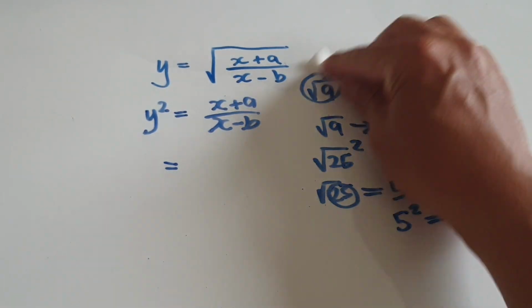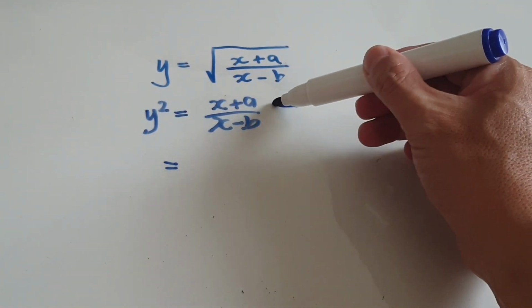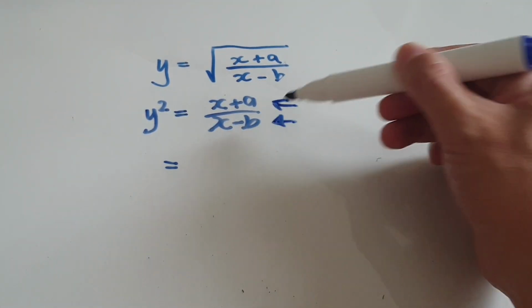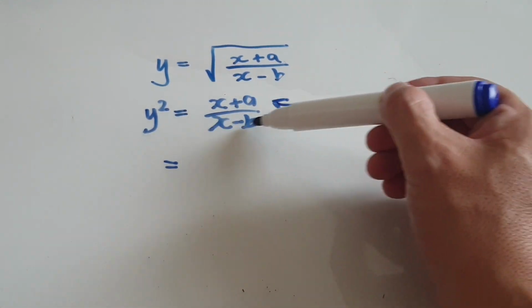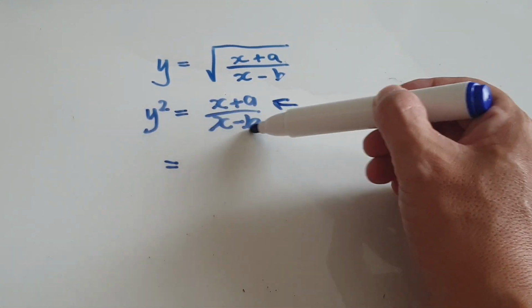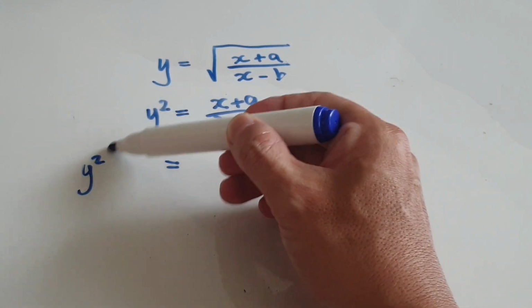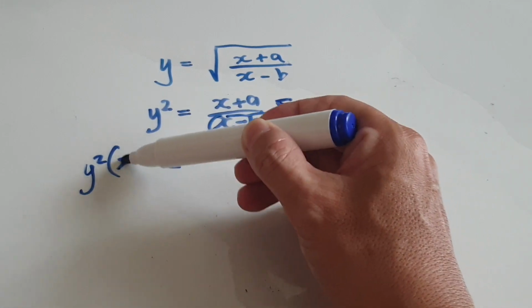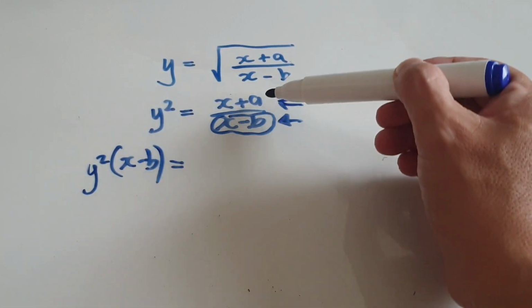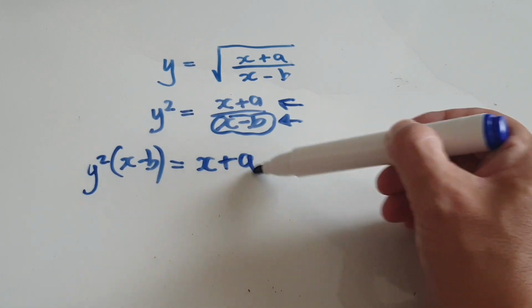From here you've got two layers. You've got two layers, 1, 2. So you want to get everything onto one layer. So in your mind, times both sides by the denominator. So take the y squared down, and then you times by this bubble here, x minus b. Close it off, and then on the right it will just become x plus a.